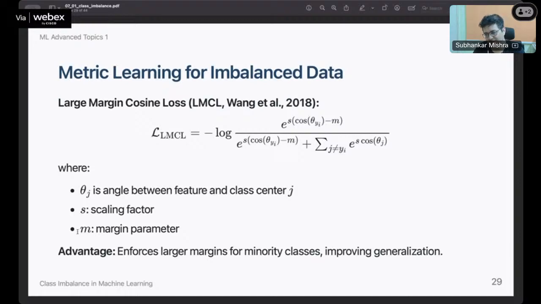Now, how do we know whether it is working or not? Of course, the metrics that we studied, so F1 score and MCC. And you can also do some statistical tests to understand whether the results you have got are statistically significant or not.